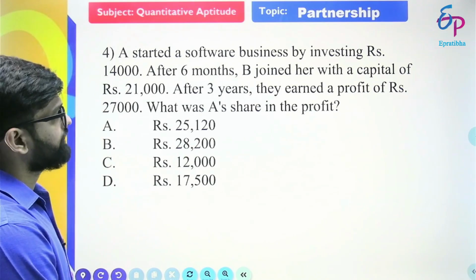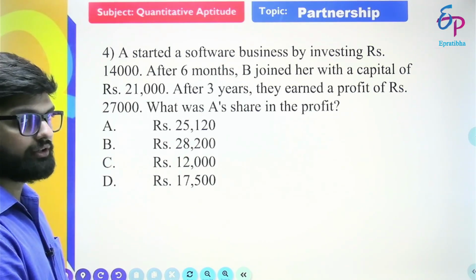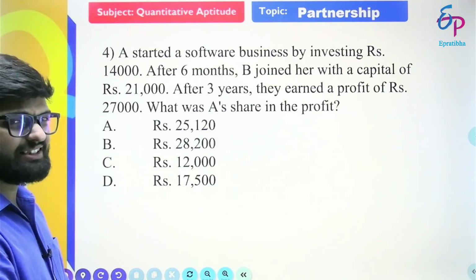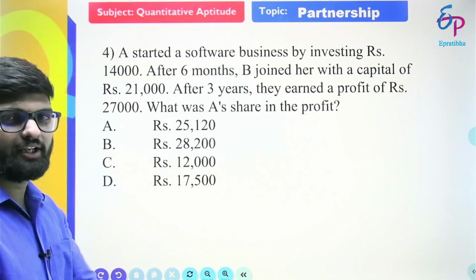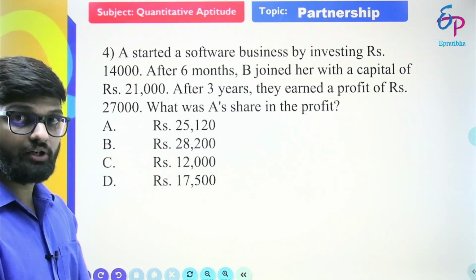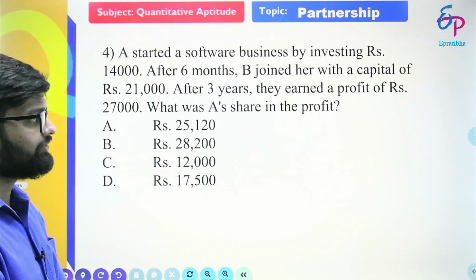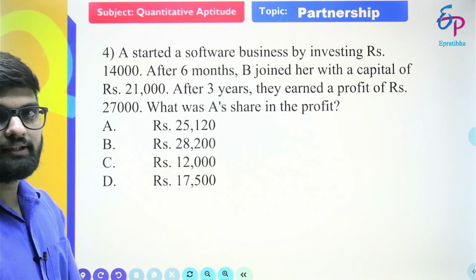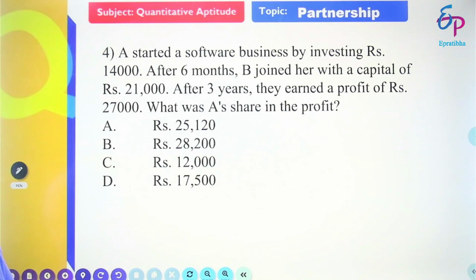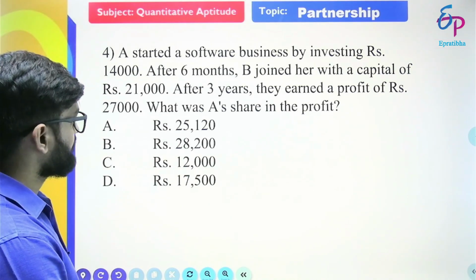A started a software business by investing rupees 14,000. After 6 months, B joined with a capital of 21,000. After 3 years, whenever months is there in the question, directly go by converting years into months. So 1 year is equal to 12 months. You have to know that. If you don't know, it will be a bit difficult for you to solve this question. They earned a profit of rupees 27,000. A's share in that profit is how much? Okay.